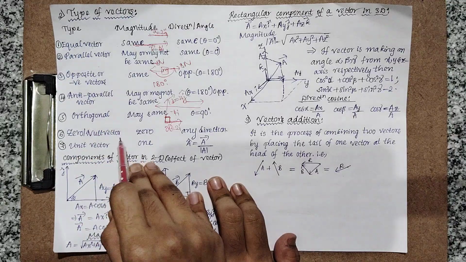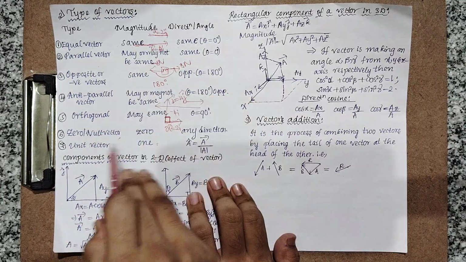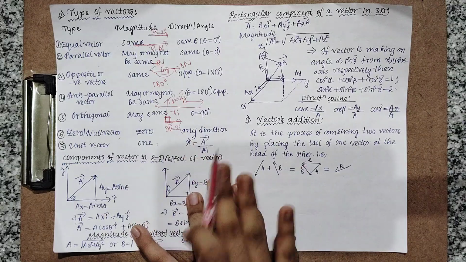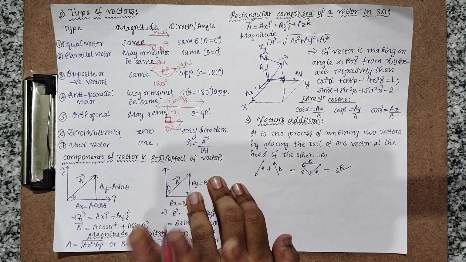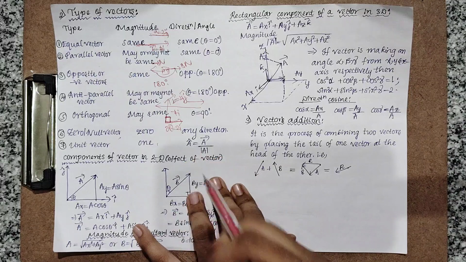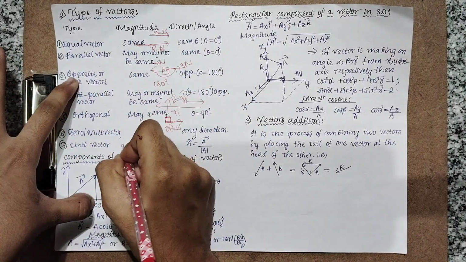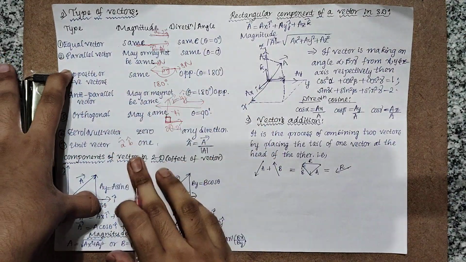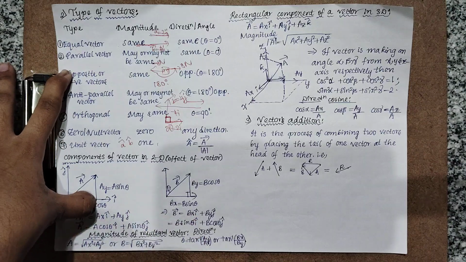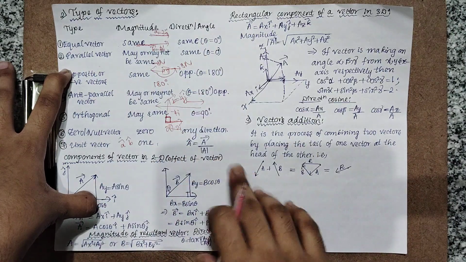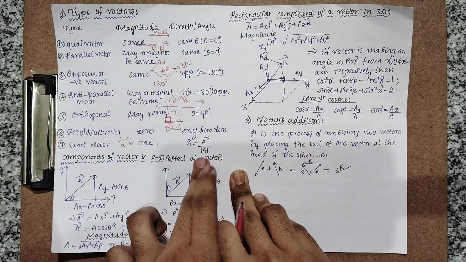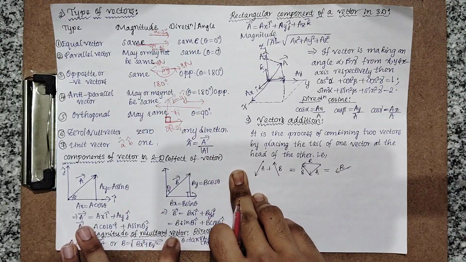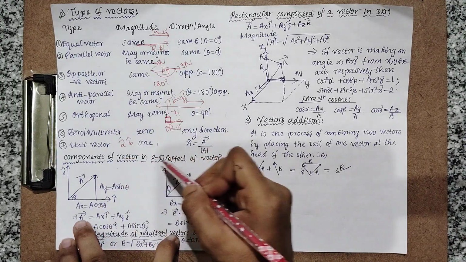So the zero or null vector consists of magnitude 0 and direction in any direction. And now coming to the unit vector. Always remember the unit vector is represented like this, for example, a cap or b cap, and its magnitude is always equal to 1. The direction is represented as a cap equals a bar by the magnitude of a bar. And now coming to components of a vector in 2D.